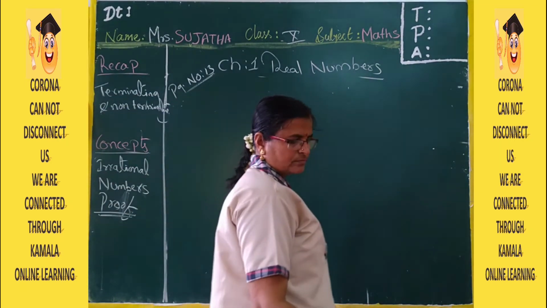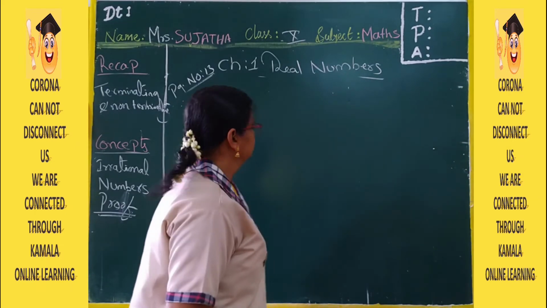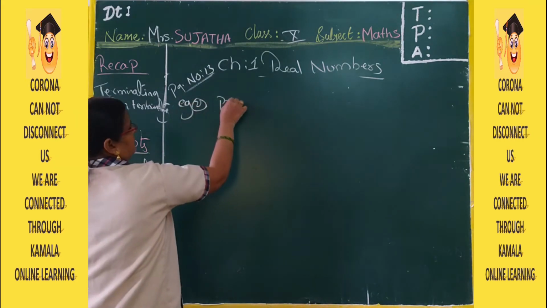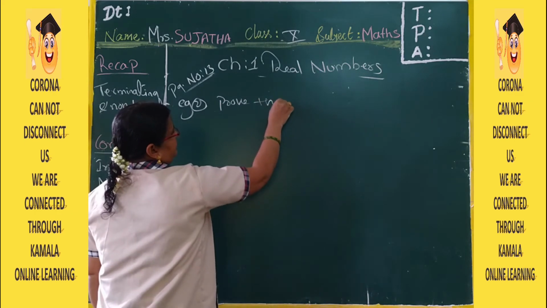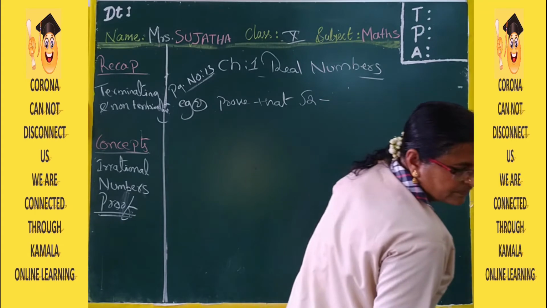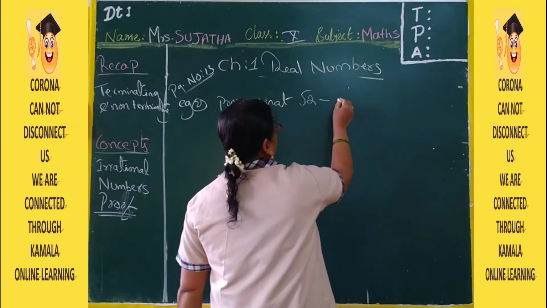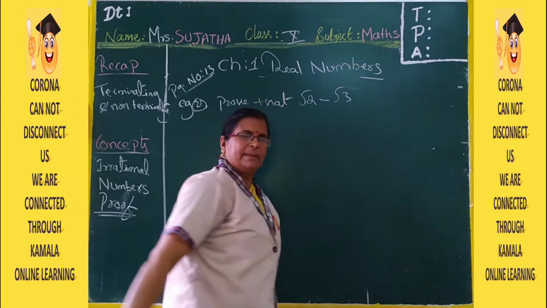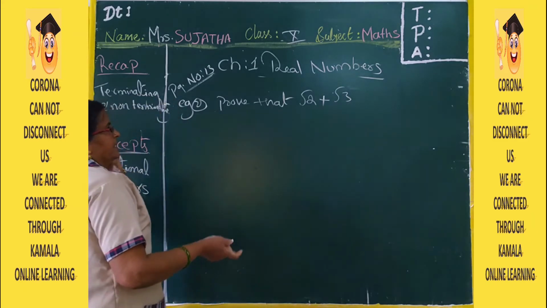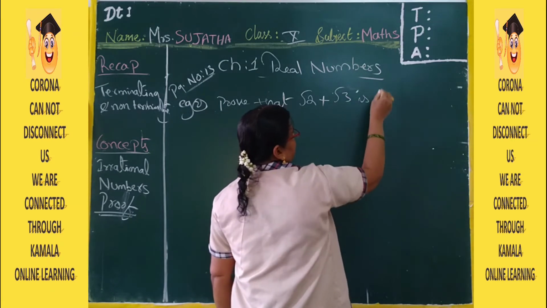Now, example 2: prove that root 2 plus root 3 is irrational. Anything you can take plus or minus; suppose you want to take plus, no problem. Now prove that root 2 plus root 3 is irrational.